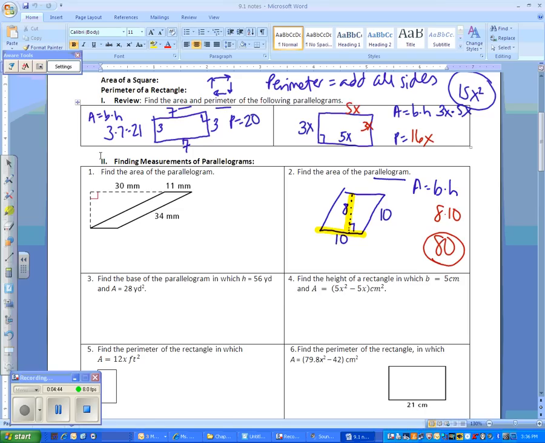All right, going back to number 1. Again, you have to look for your perpendicular sides, and that would be these ones.